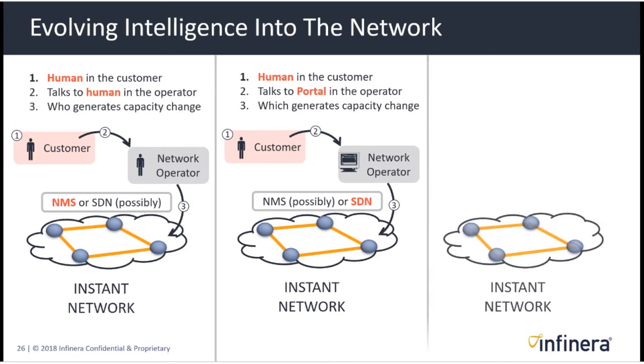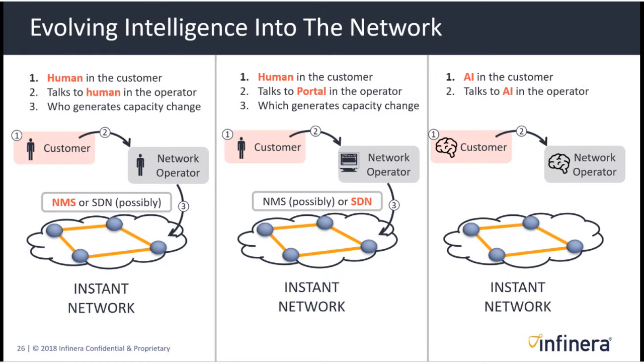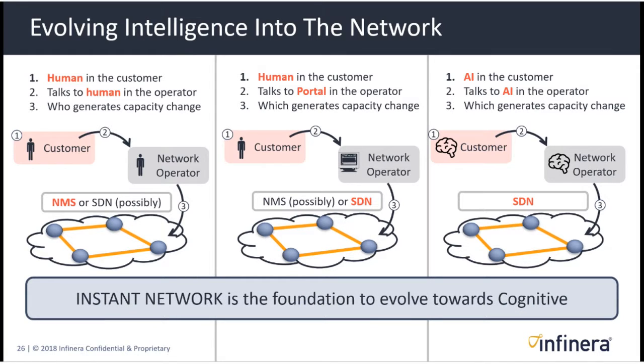Okay, the final evolution. An artificial intelligence process, basically a machine, in the customer network will decide that new capacity is needed. It will talk to an artificial intelligence process inside the network operator, and this will generate the capacity change. Now, it's almost certain that this type of process will use SDN, or maybe even whatever comes after SDN as the network control channel. The key message is that instant network provides the underlying foundation for this evolutionary change. The software and processes above it might change, but instant network and the underlying PIC-based capacity are a constant.